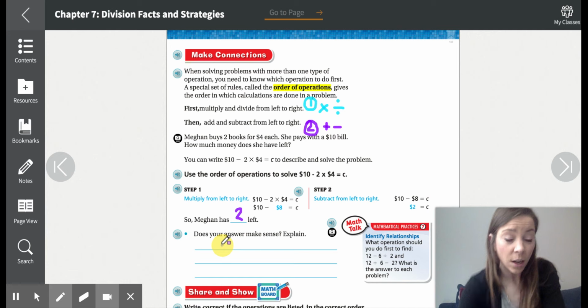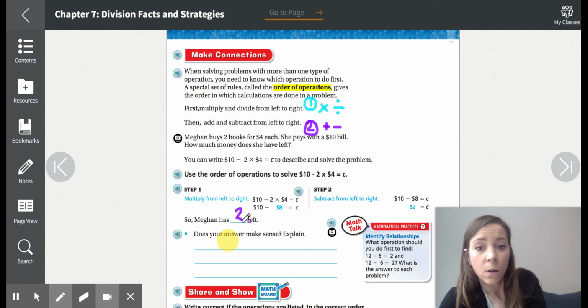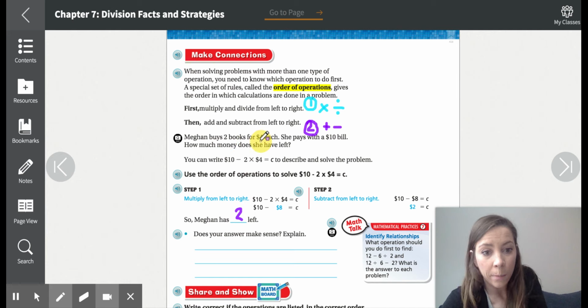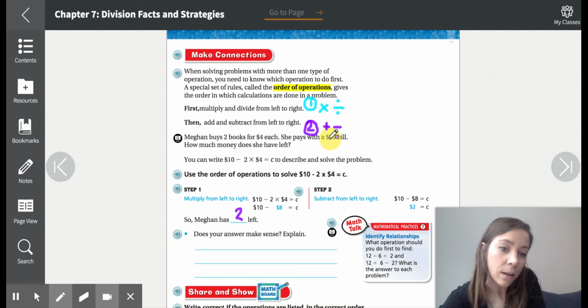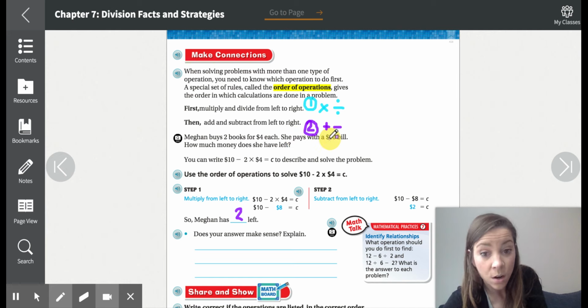Now let's see, does our answer make sense? Does it make sense that she would have $2 left? Let's see. If she buys 2 books for $4 each, how much would that be? $8. She pays with a $10 bill. So $10, take away the $8 she owes, 10 minus 8 is $2 left. So yeah, that makes sense.